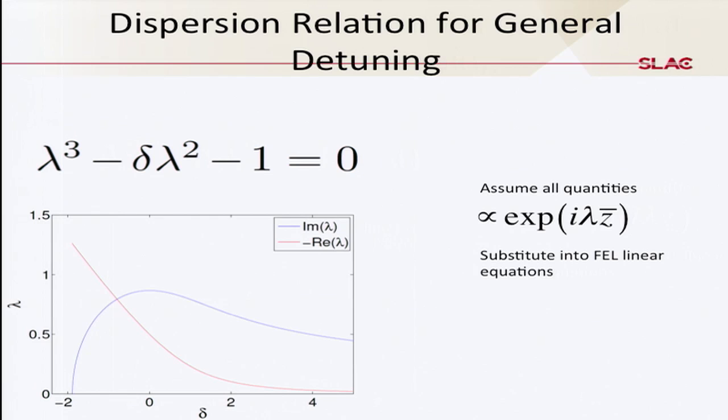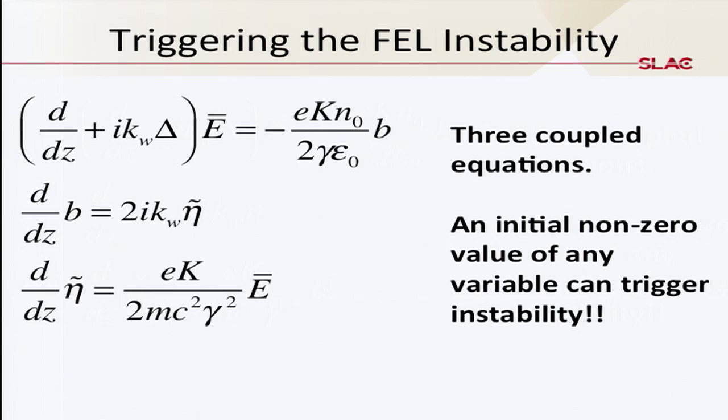Now, back to the physics, back to dimensional equations, because they make more sense. You have three coupled equations, and you have a system that has an unstable equilibrium. What this tells you is that any initial non-zero value of any of these three variables is going to trigger the instability. And this leads us to the different types of free electron lasers you can find.